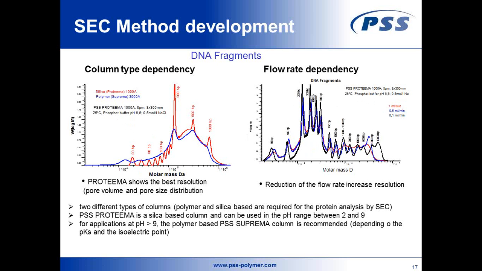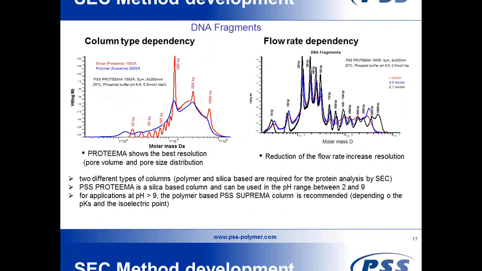But you have to take into account that reducing the flow rate by a factor of 10 would also end up with a 10 times longer retention time. It depends on what you want to see, what you want to learn about your sample, whether you want to go for this high resolution information, or if you stay with the information you only get from 1 mil per minute, having less resolution.